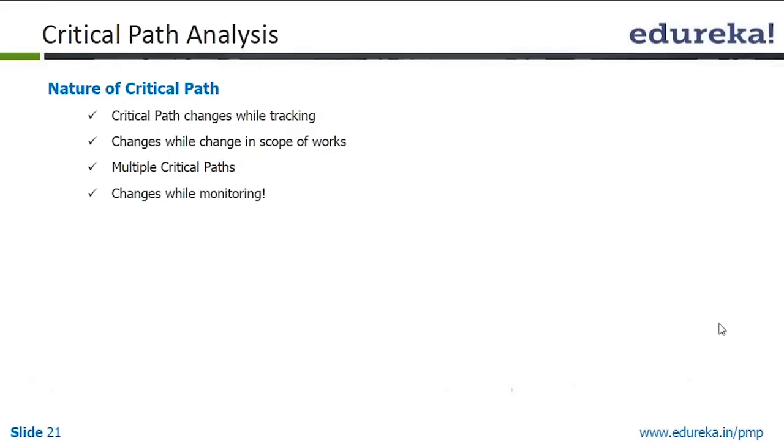Changes while change in scope of work is done, then also there is a change in the critical path. Multiple critical paths is also possible, and in the exam you might get certain questions where there are two critical paths. Critical path also changes while monitoring, based on the progress.